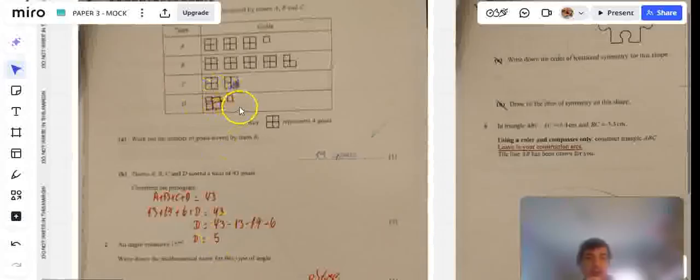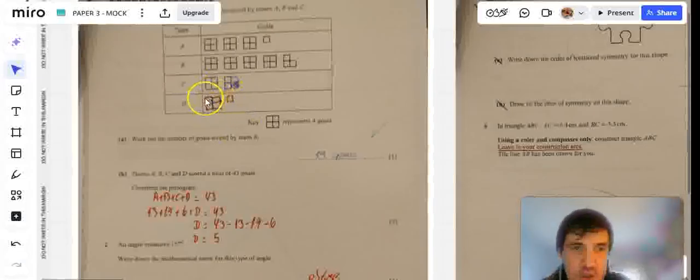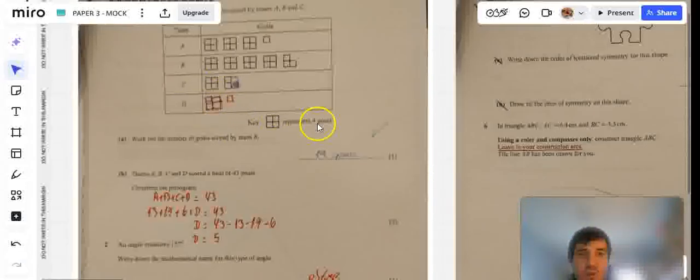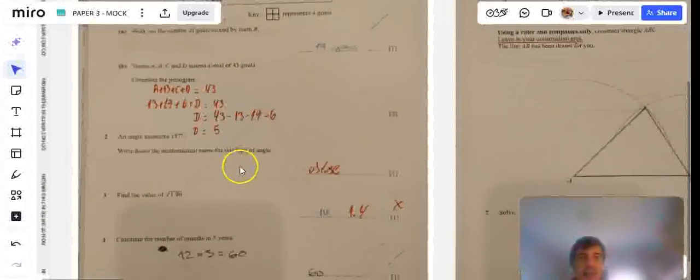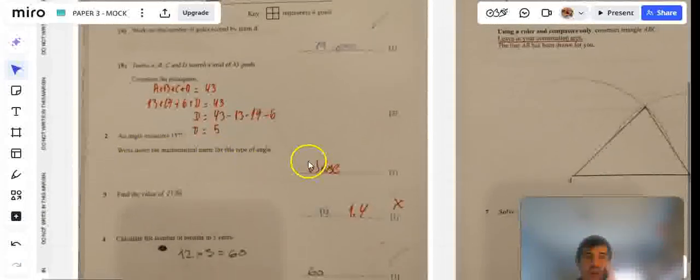And then you draw the 5 squares. Why is that like this? Because 4 squares represent 4 goals. And if you have 4 plus 1, it is 5. So the drawing is this one, okay? 4 plus 1, this is 5. In this case, all of you did it correctly.